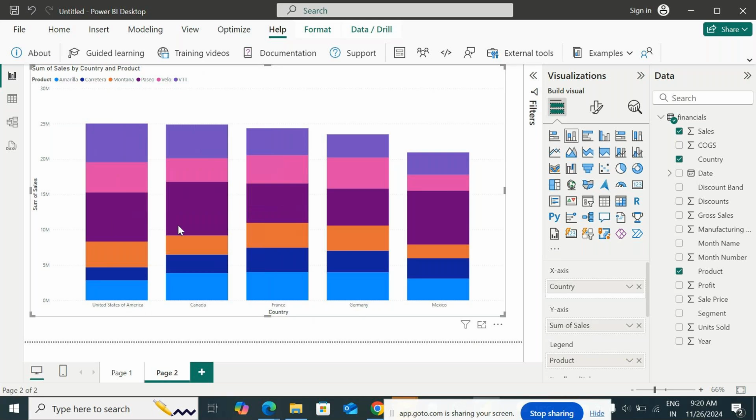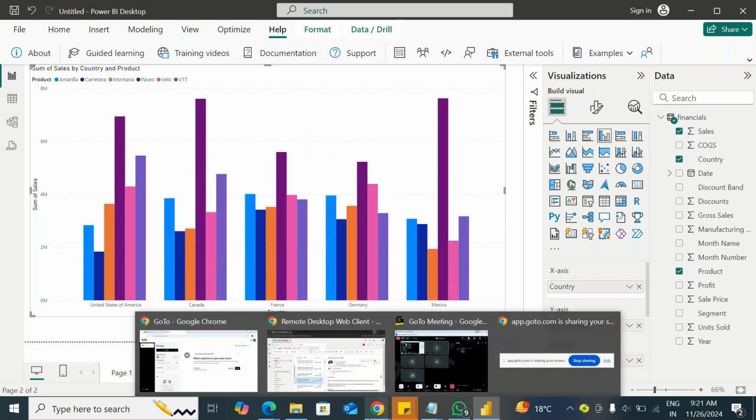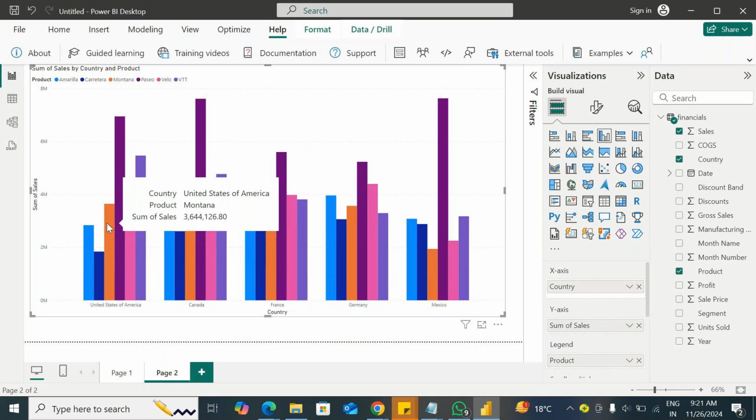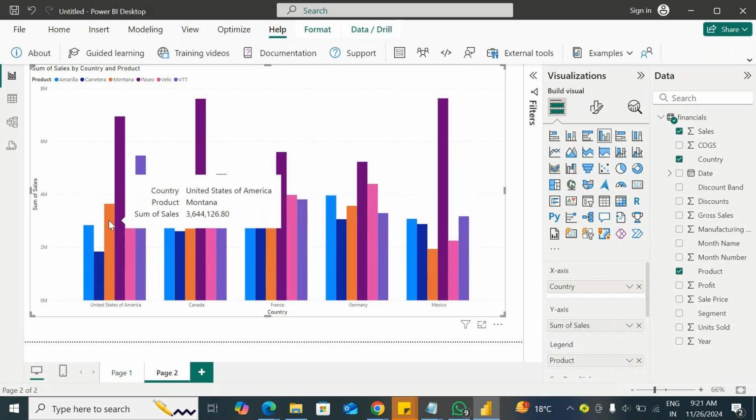Similarly, if you want to compare each product and you are not worrying about the country, if you want to represent a comparison by product, at that time you are going to use this one, so that all the values start from zero and you can compare. Now it is very clear which one is having the highest value when compared to this bar, 522, 366. But I feel like this one is having the highest value, 3566, it is 3644.